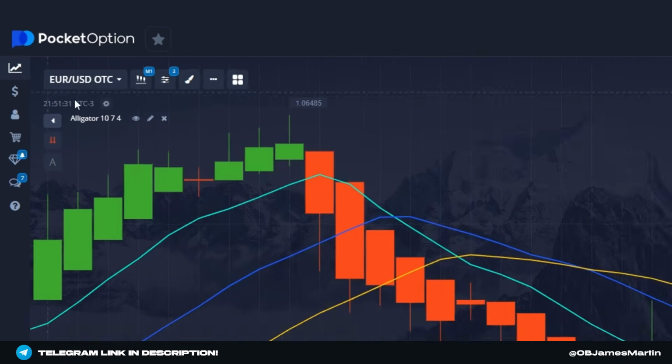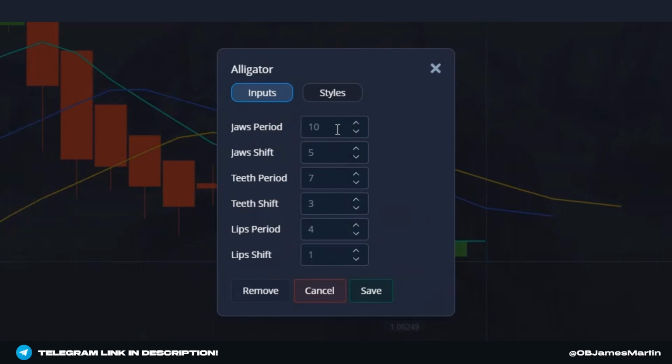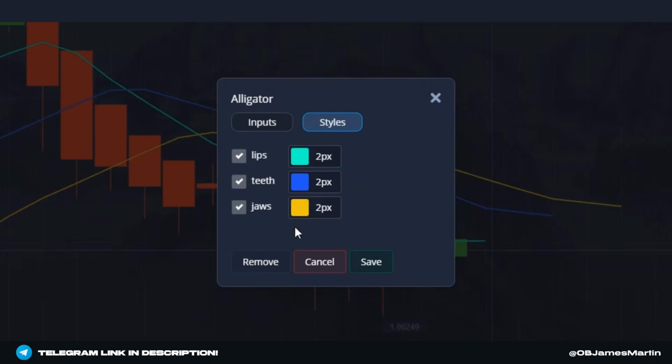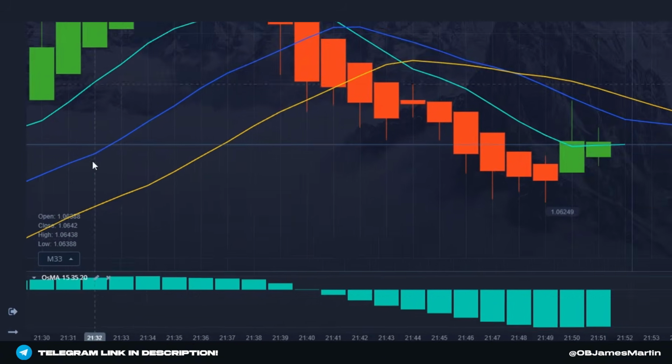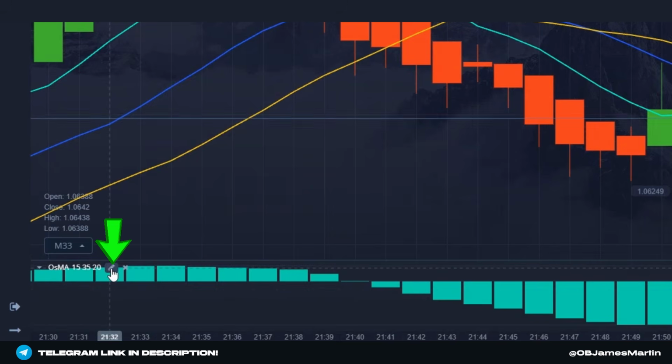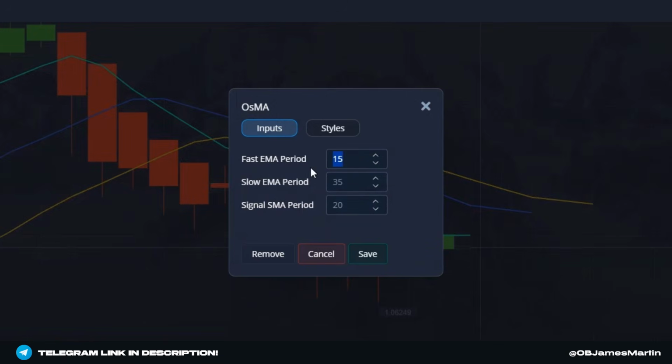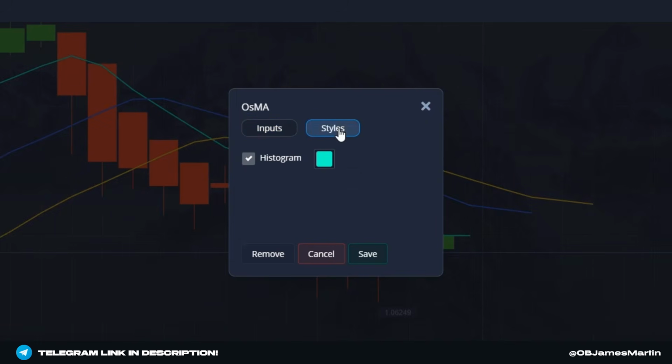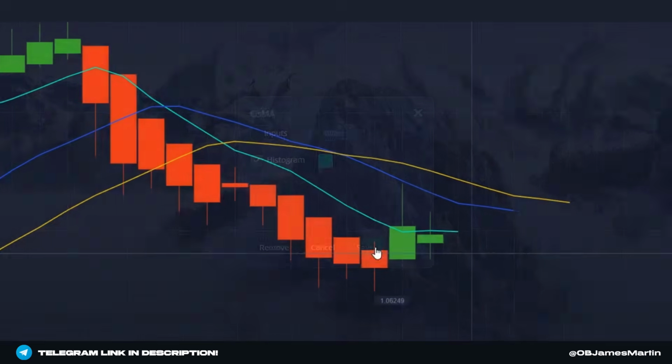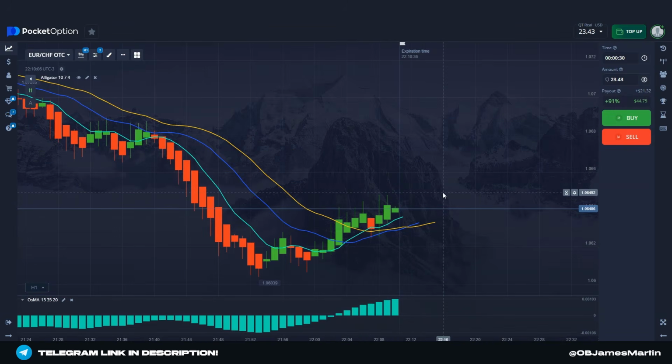Let's click on it and choose 10 for period, 5 shift, 7 period, 3 shift, 4 and 1 for jaws, teeth and lips, and just choose the best style for you. Now let's configure the Moving Average Oscillator, okay? 15 for fast, 25 for slow, and 20 for signal, right? And choose the best style for you. Just this. I'll always change the color of the histogram.